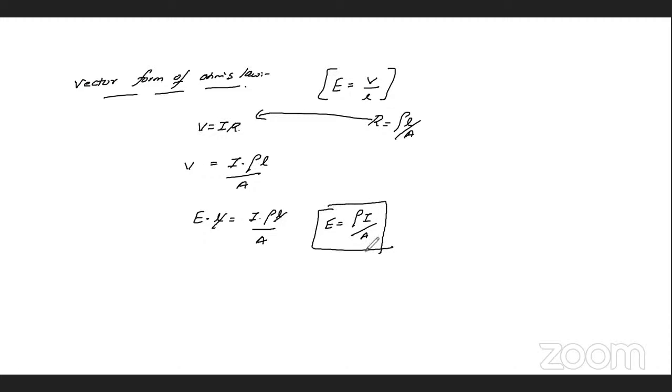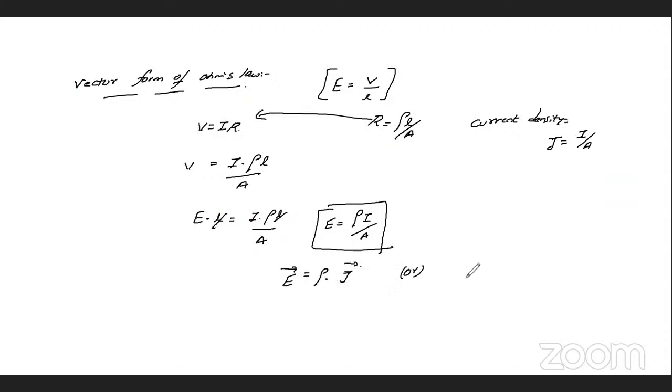Remember, when we say rho I by A, there is a term called current density. It is a vector quantity, current density. The symbol is J. J is equal to the ratio between the current and its area, so J is equal to I by A. I'm going to substitute the relation here. So electric field E vector is equal to rho into J vector.